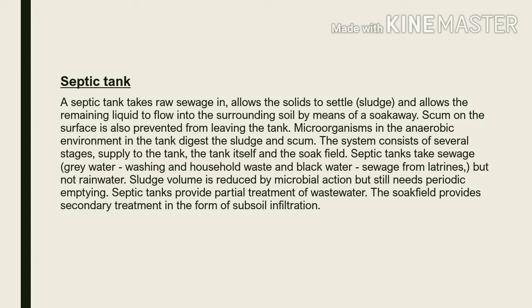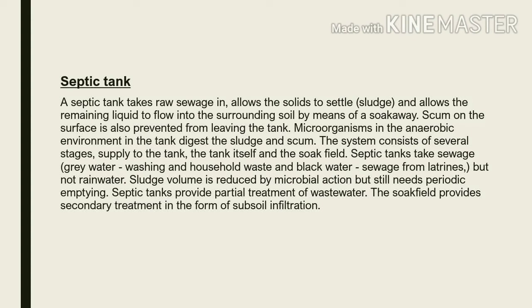The septic tank takes raw sewage and allows the solids to settle, and allows the remaining liquid to flow into the surrounding soil by means of the soak pit or the soak way. The scum on the surface is also prevented from leaving the tank. Microorganisms in this anaerobic environment in the tank digest the sludge and the scum.